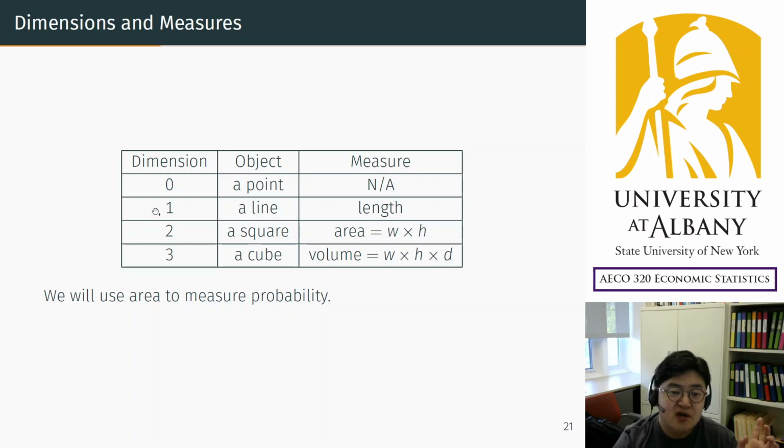It is not exactly the probability. So we are going to generalize to the two-dimensional case. We are going to think about area. So this is general. From now on, probability will be measured as an area. Okay?